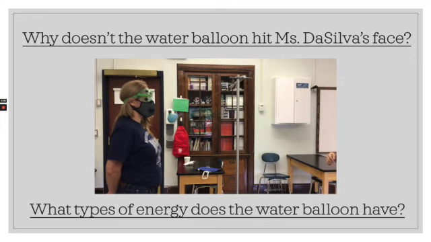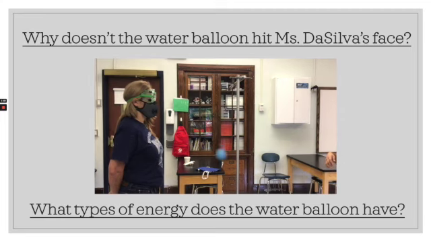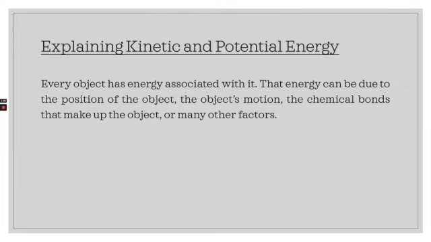And now here is my second question. What types of energy does the water balloon have? Every object has energy associated with it. That energy can be due to the position of the object's motion, the chemical bonds that make up the object, or many other factors. So that pencil that might be in your hands has energy.